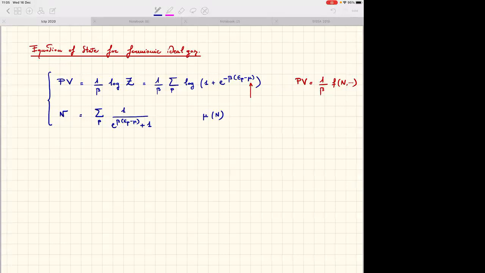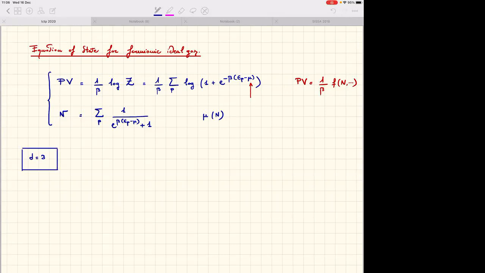Now, this is easier to say than to do. In practice, life is a bit more complicated because you have to compute these sums, and these sums are not easy to compute in general. So let's do it in 3 dimensions. So let's focus on d equal 3 now. And let me show you how to do this calculation in 3 dimensions.